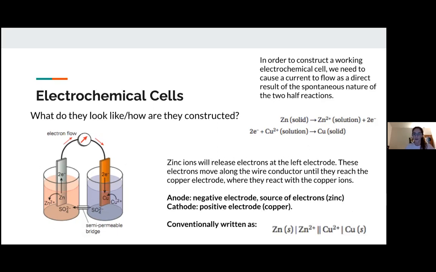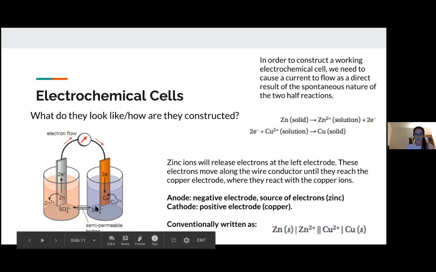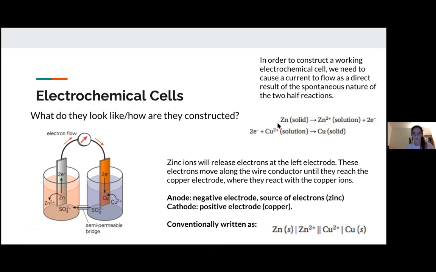So how this will work is that zinc ions will release electrons at the left electrode, and these electrons will move along the wire conductor until they reach the copper electrode, where they'll react with the copper ions. And then eventually the sulfate can move from the right to the left to address the charge buildup. The way that these are defined is the anode is the negative electrode or the source of the electrons, which in this case will be zinc. And then the cathode is the positive electrode, or in this case, the copper.